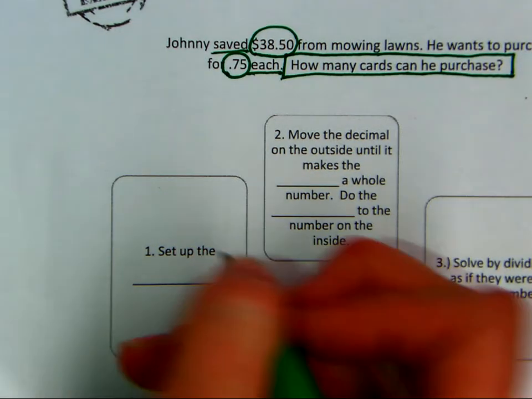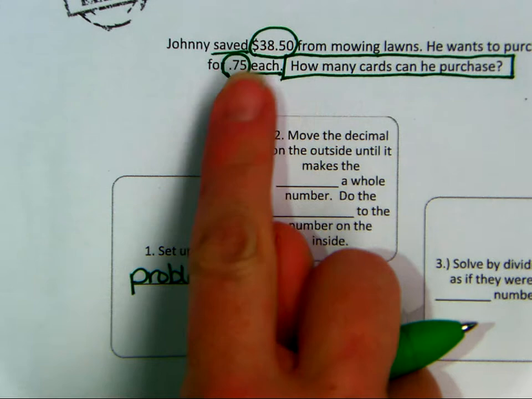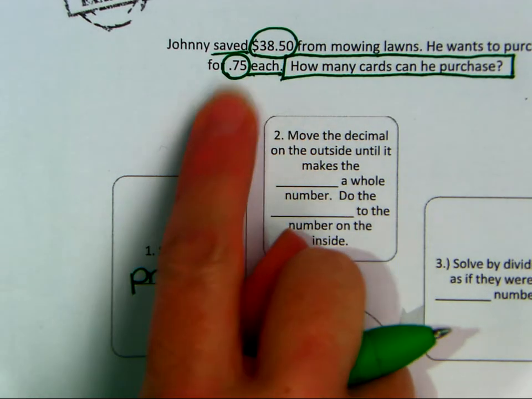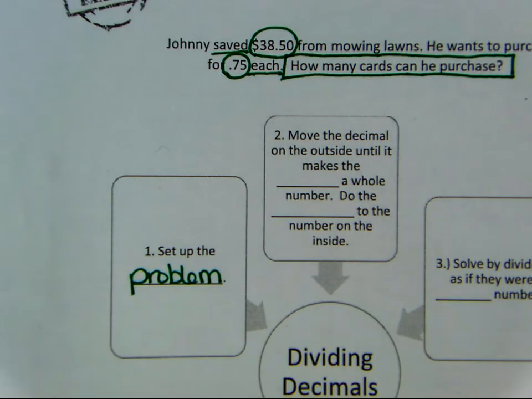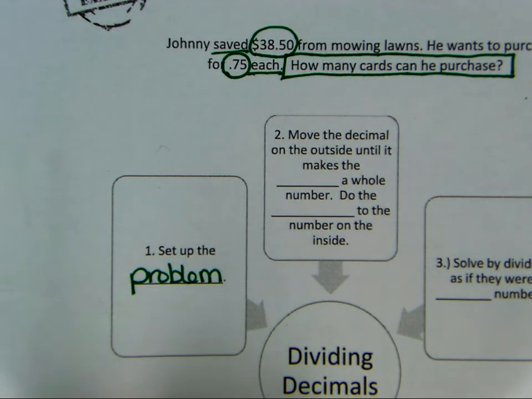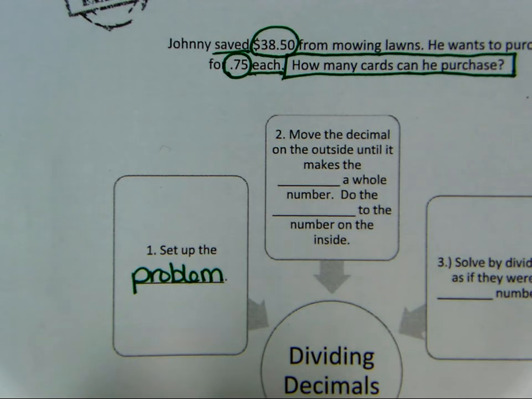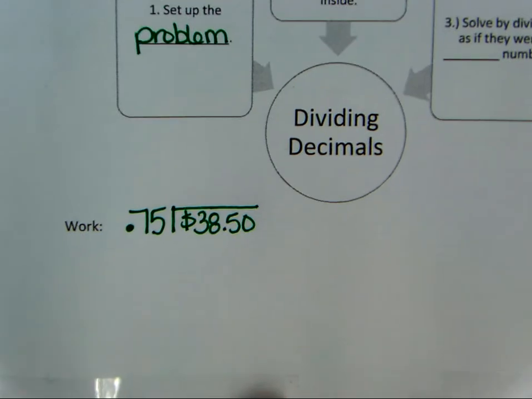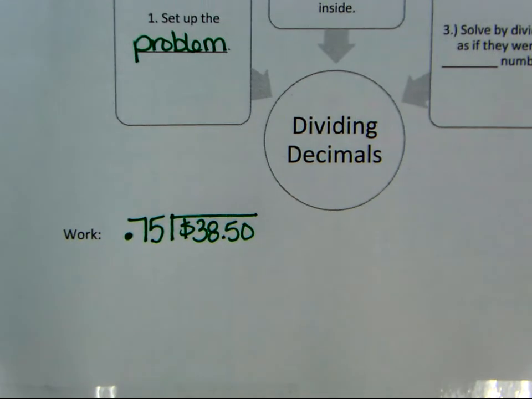And the first step is to set up the problem. Just write it out. So when we looked up above, we realized that we're dividing $38.50 by 75 cents. So $38.50 is our dividend, and 75 cents is our divisor. So I'm going to put 75 cents into $38.50. And I'm going to write it down here where it says work. So now that I've written that in, I'm going to go to the next step.